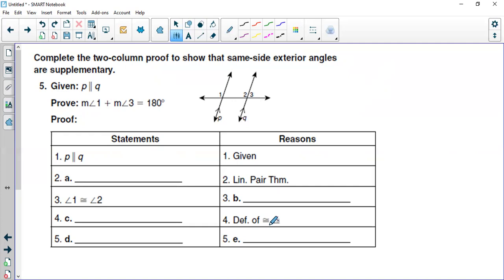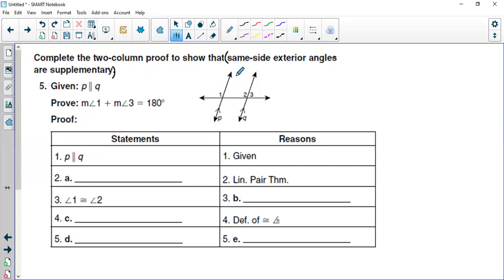You have to use whichever theorem is suitable according to the question to prove what they want from you, right? So let's start here. For example, what they asked is: complete the two-column proof to show the same-sided. Now, to make it easier, for the first question they have given you the theorem which you have to use: same-sided exterior angles are supplementary. So you have to show the same-sided exterior angles are supplementary.